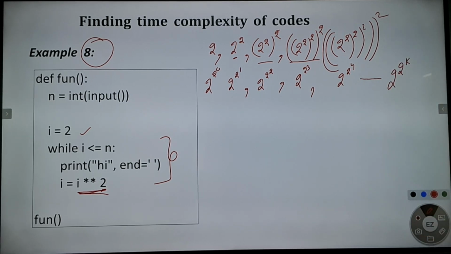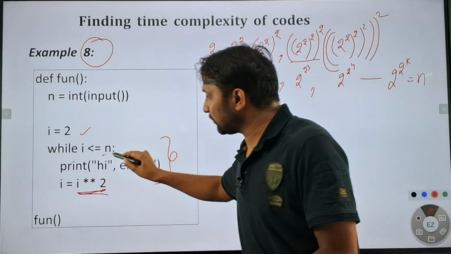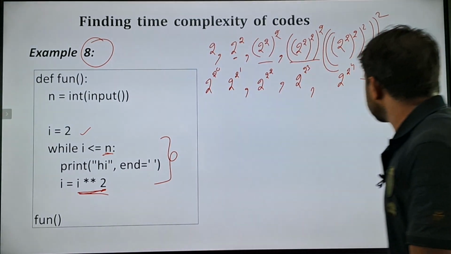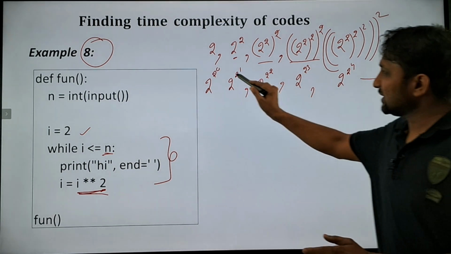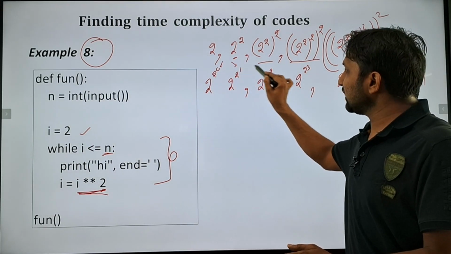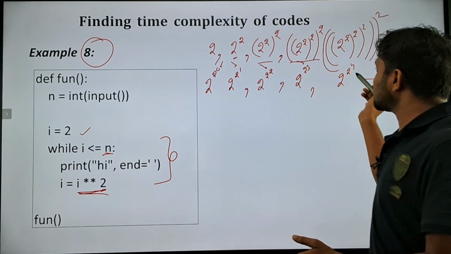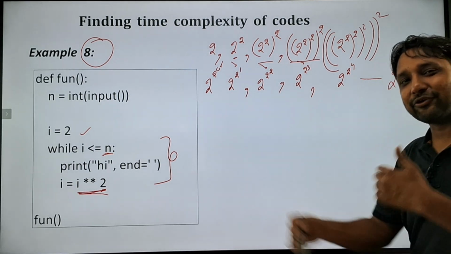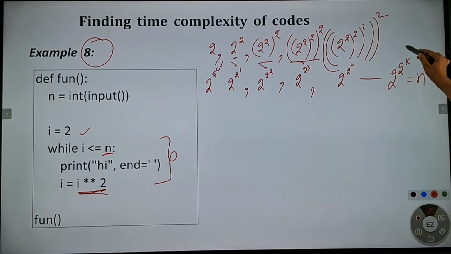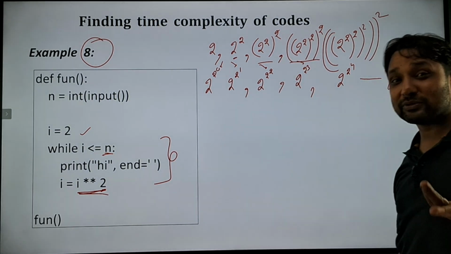Until that reaches n, we will keep going on. So simply, if you notice the topmost power, this is incrementing by 1. So this is deciding how many times we are executing the loop. This k value is deciding how many times the loop is executing.